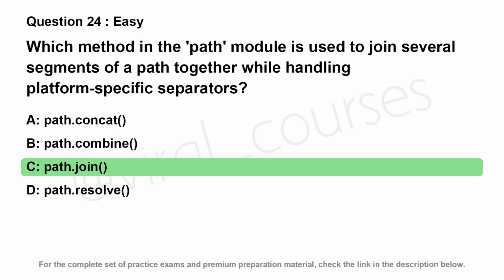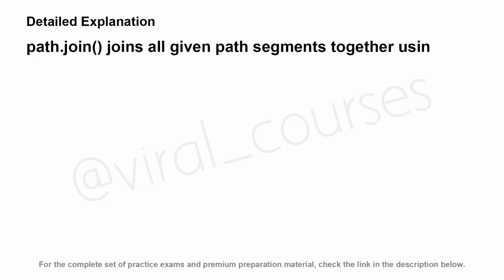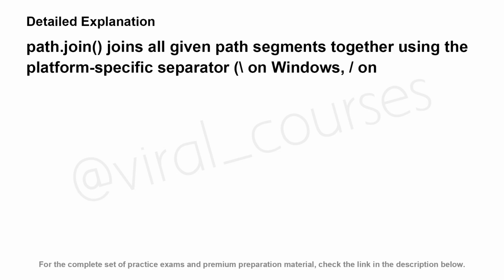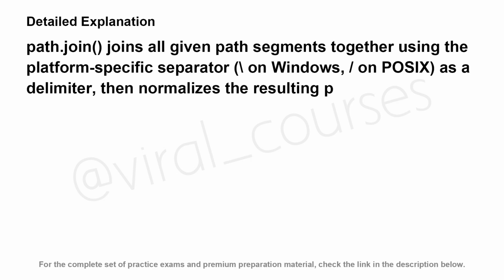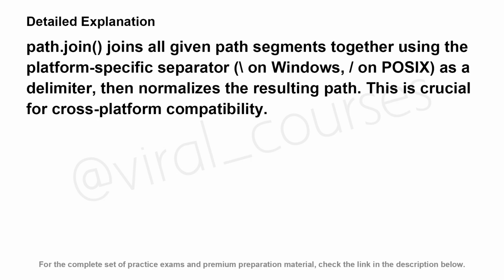The correct answer is C. path.join joins all given path segments together using the platform-specific separator as a delimiter, on Windows or POSIX, then normalizes the resulting path. This is crucial for cross-platform compatibility.